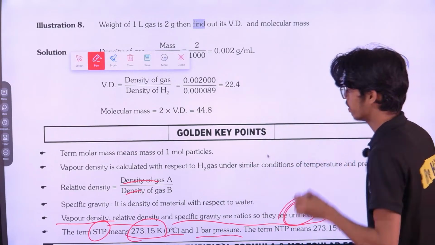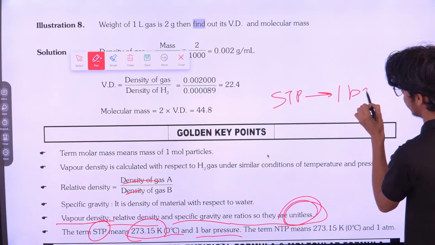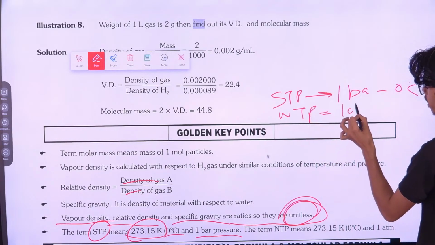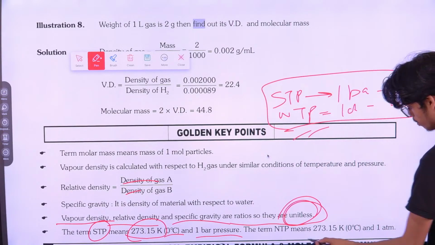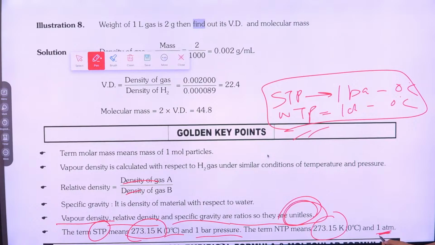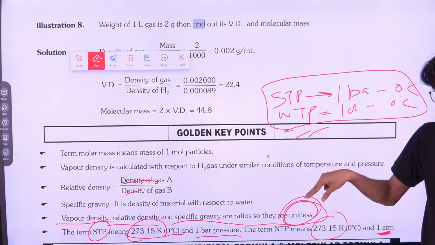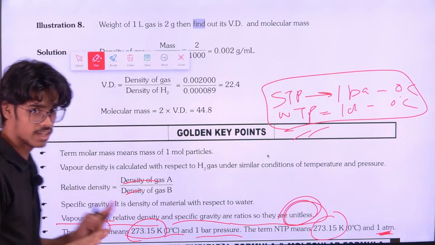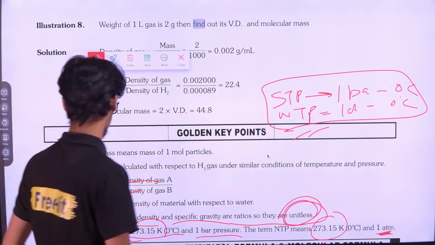Remember, the term STP means 273.15 Kelvin, that is 0 degrees Celsius, and 1 bar pressure. Sorry, I did one thing wrong. At STP I told you 1 atm, no, it is 1 bar. And NTP is what? It is 1 atm and 0 degrees Celsius. Got it? Remember this thing. NTP means 273.15 Kelvin and 1 atm. One of them gives 22.4 liter, one of them gives 22.7 liters, for 1 mole of any gas. So do not get confused if you see 22.4 or 22.7.